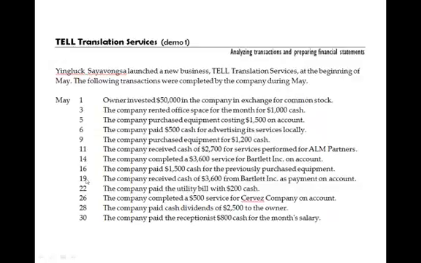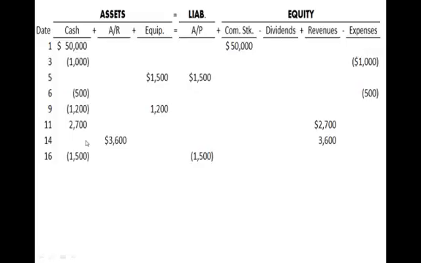Let's look at the next one. On the 16th, the company paid $1,500 cash for the previously purchased equipment. So we bought some equipment up here on the 5th. The company purchased equipment costing $1,500. On the 16th, we paid that liability off. We paid the whole thing, all $1,500 on the 16th. So here's the cash going out.